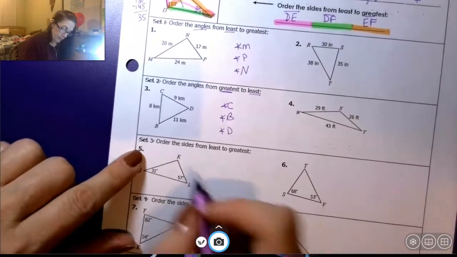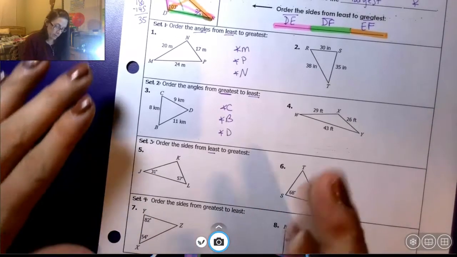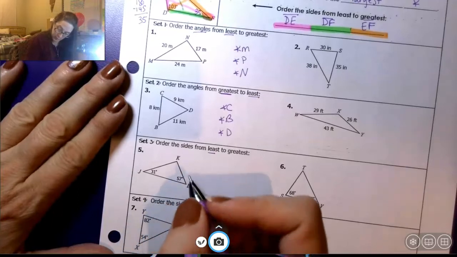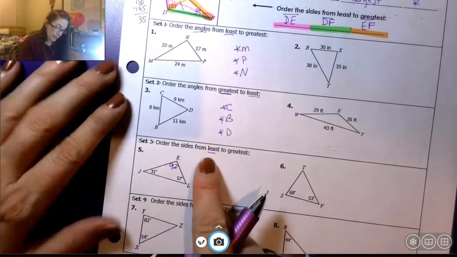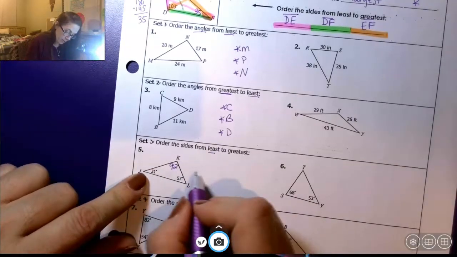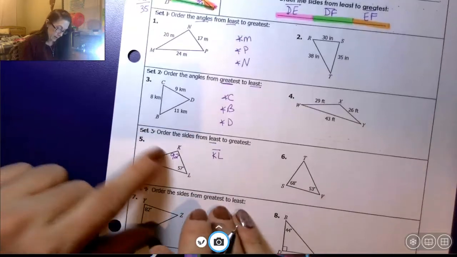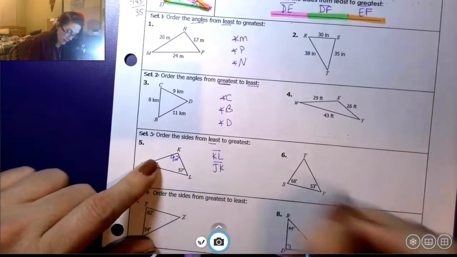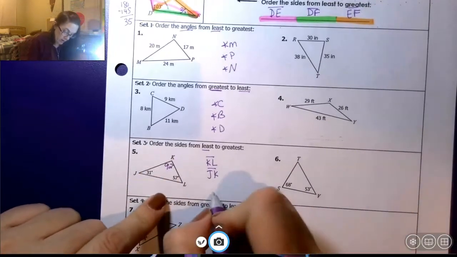Over here, I want to order the sides from least to greatest. Well, again, I have to add those together, subtract from 180. 88, I end up with 92 degrees. So my smallest one is 31. Across from 31 will be line segment KL. 57, across from that will be line segment JK. And then my largest one, 92, is across from here, JL.